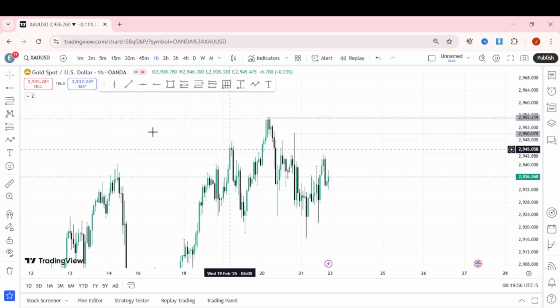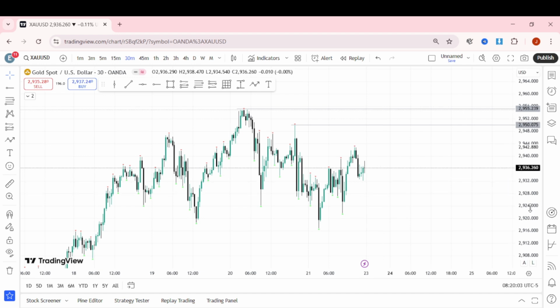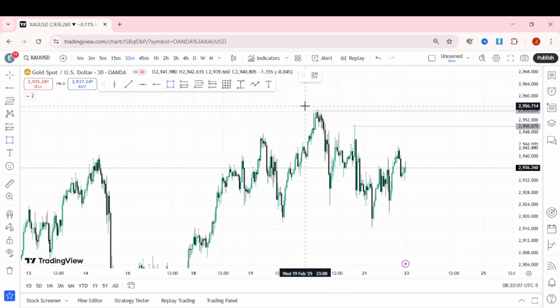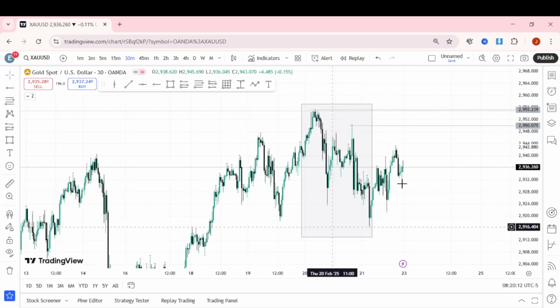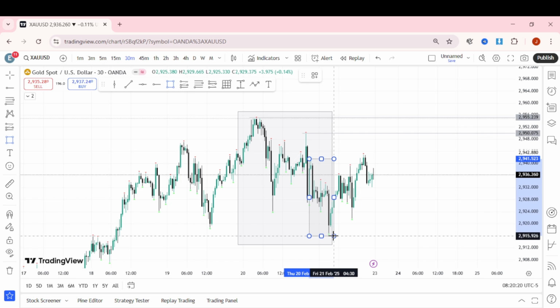So let's go down to the 30 minutes time frame. On the 30 minutes time frame, I also want to show you something. Like I said, on the 1 hour chart this is a range, but there's actually a mini range inside this range right here. From this high down to this low is a range. So this is a range inside a range, and in this smaller range, you can find an entry.